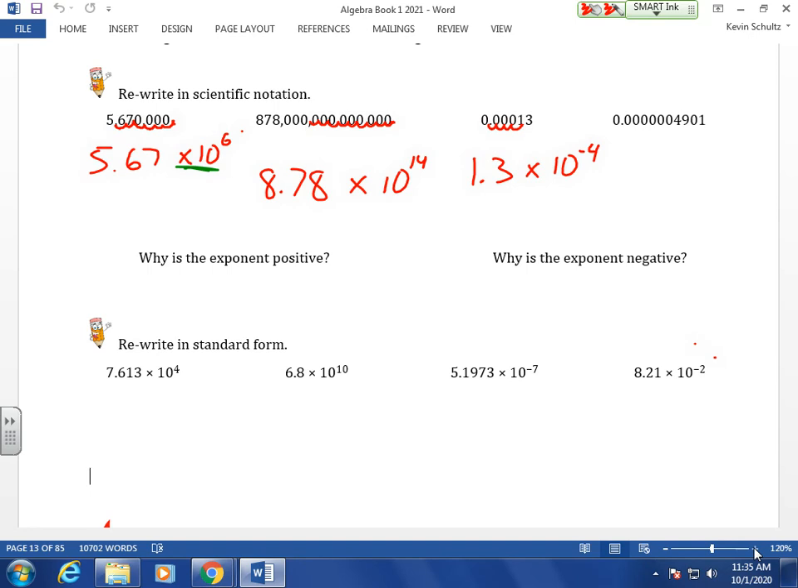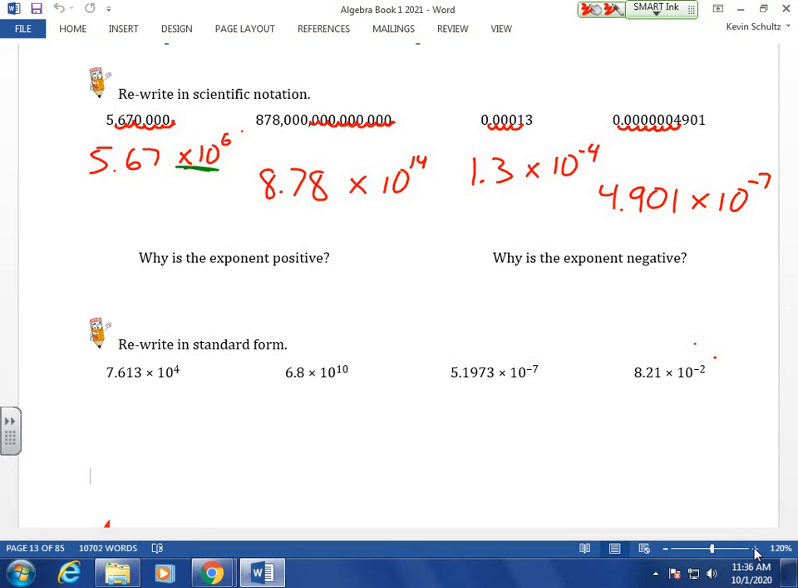Okay? The last one, also a very small number. We're going to move this decimal 1, 2, 3, 4, 5, 6, 7 times so that it lands between the 4 and the 9. The reason it's between the 4 and the 9 is we need that one non-zero digit to the left of the decimal. I already forgot how many times we moved it. Was it 7? 7. So 4.901 times 10 to the -7th.